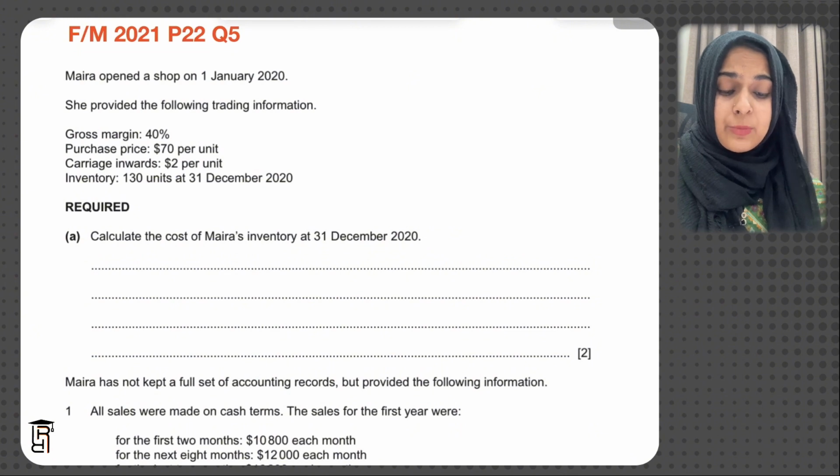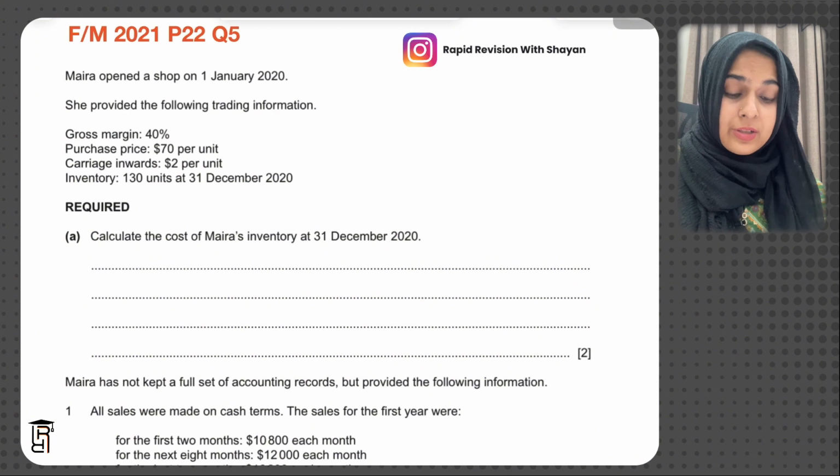This question is question number 5 of that paper, and this is from incomplete records. The question says here, Myra opened up a shop on 1st January 2020. That means her first year of trading is 2020. She provided the following trading information.